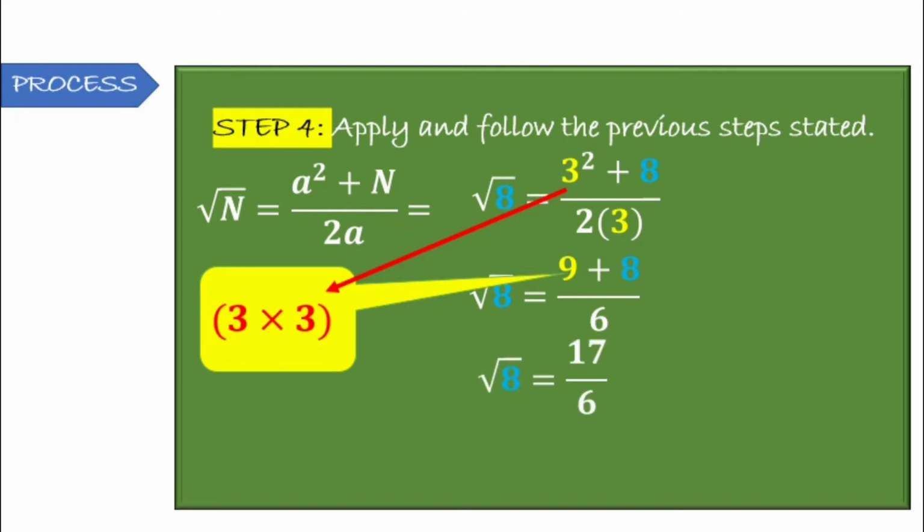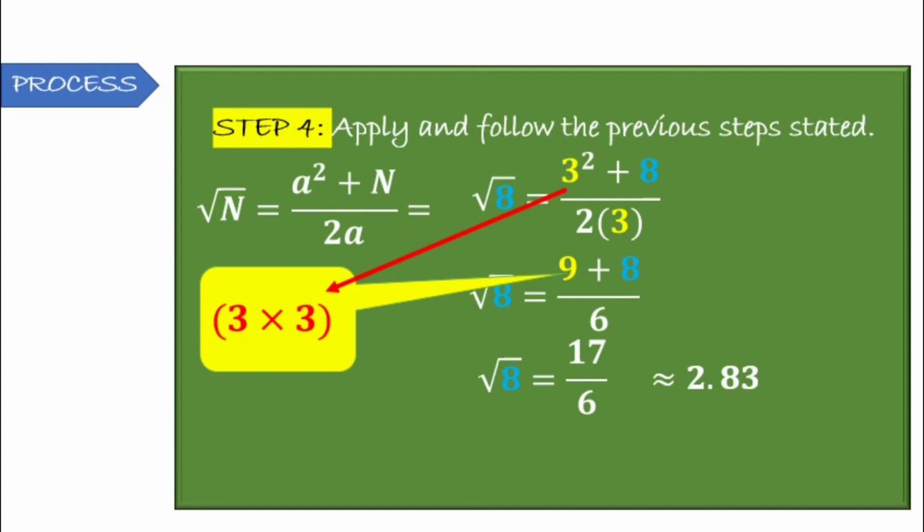Alright. Next, the square root of 8 is equal to 9 plus 8, which is 17, all over 6. So the square root of 8 is equal to 17 over 6. We simplify 17 over 6, and we have the answer of approximately 2.83.